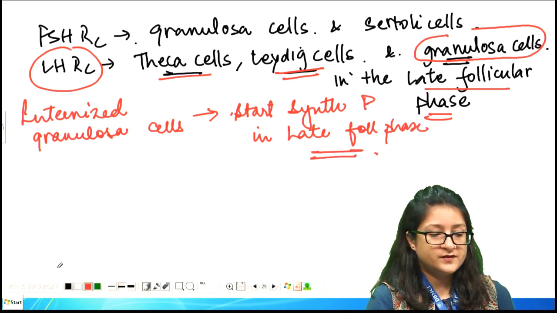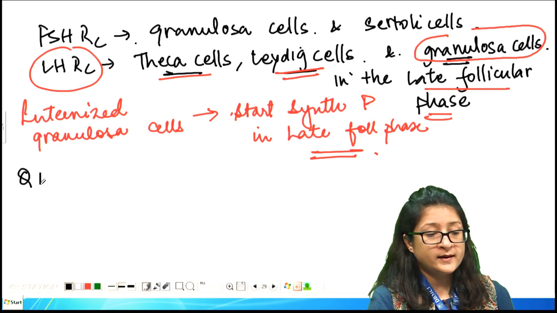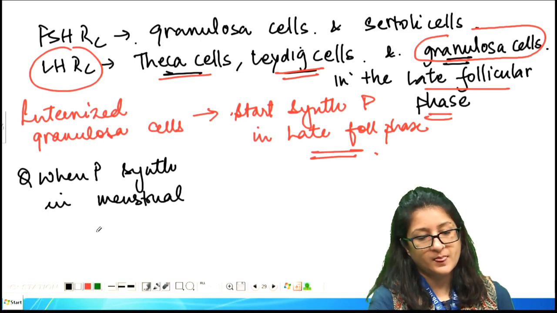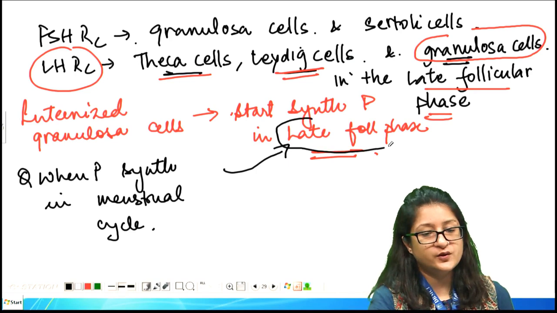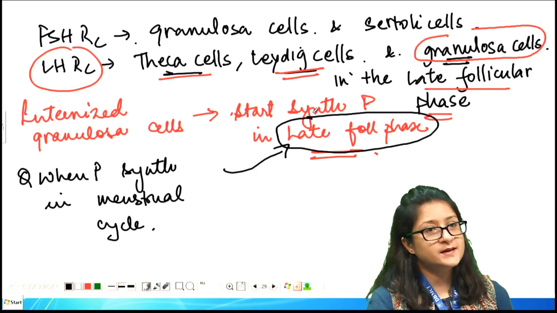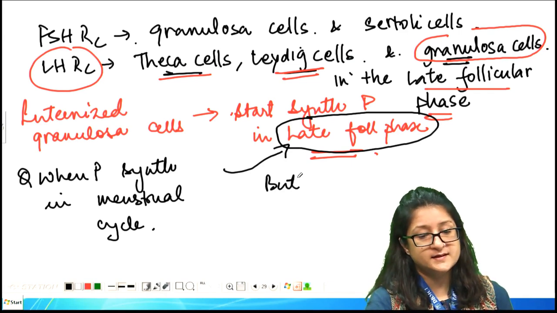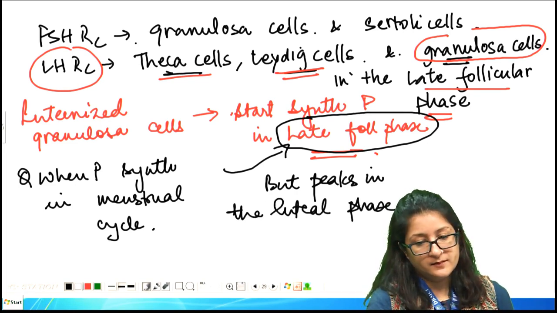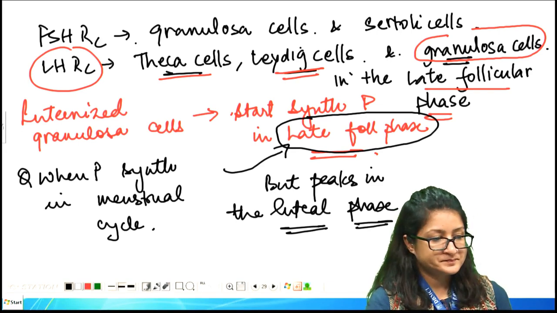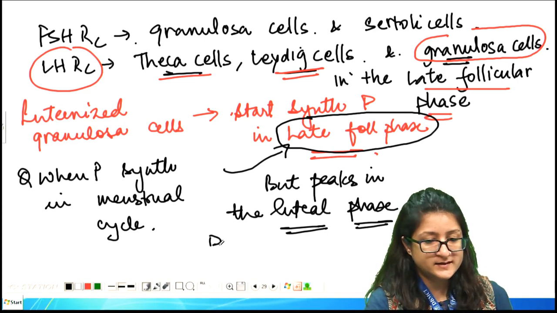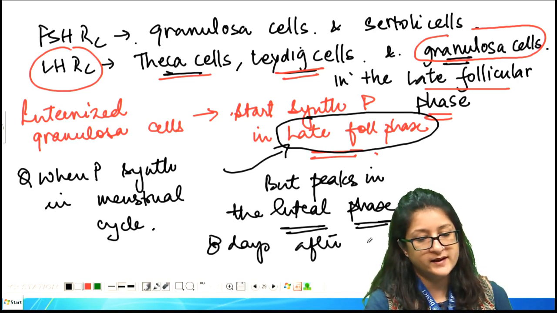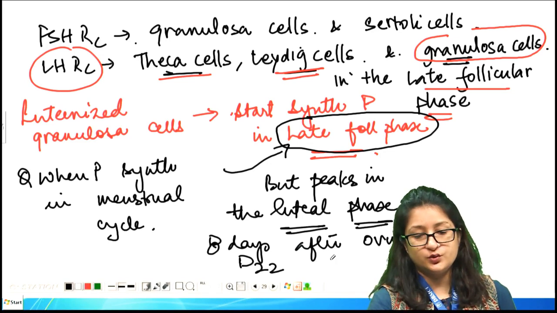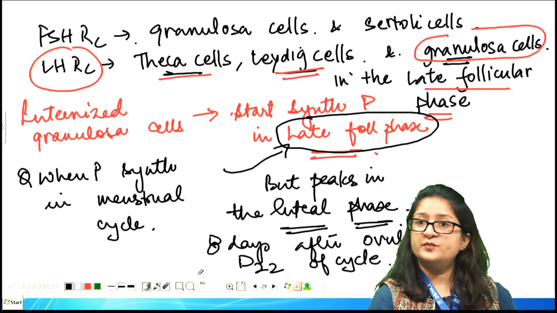All right. So, if the question is asked, when is progesterone synthesized in the menstrual cycle? Then the answer is late follicular phase. All right. The synthesis of progesterone begins in the late follicular phase, but it peaks in the luteal phase. And that is 8 days after ovulation, that is day 22 of the cycle. That is when the progesterone production is peaking.